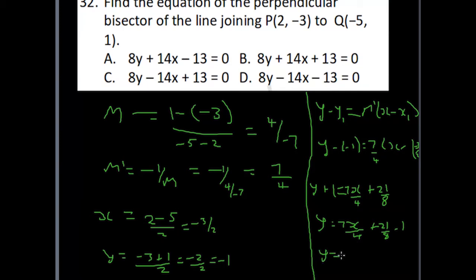So this is y equals 7x over 4 plus 13 over 8. So if we multiply through by 8, this will give us 8y equals 14x plus 13.